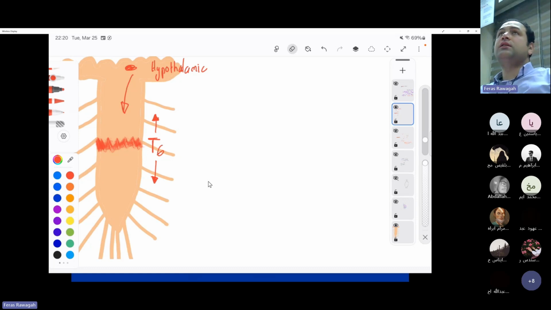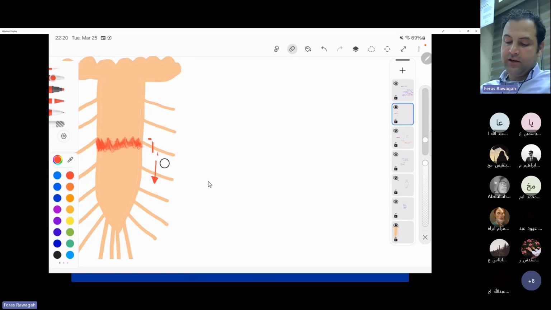What is the treatment of the neurogenic shock? Vasopressors. It's either a selective vasopressor, selective alpha like phenylephrine, or mixed like epinephrine or norepinephrine.